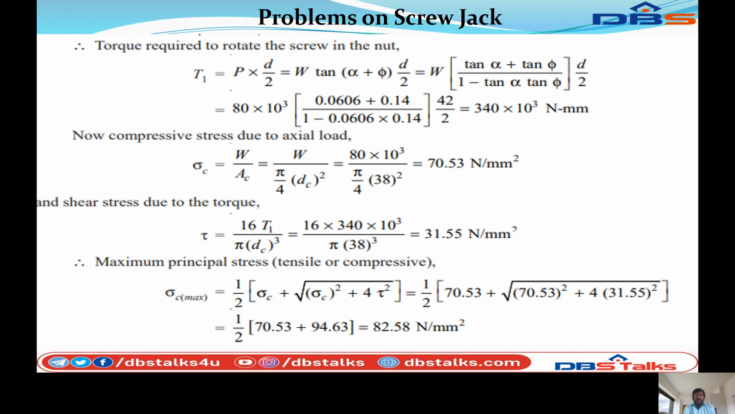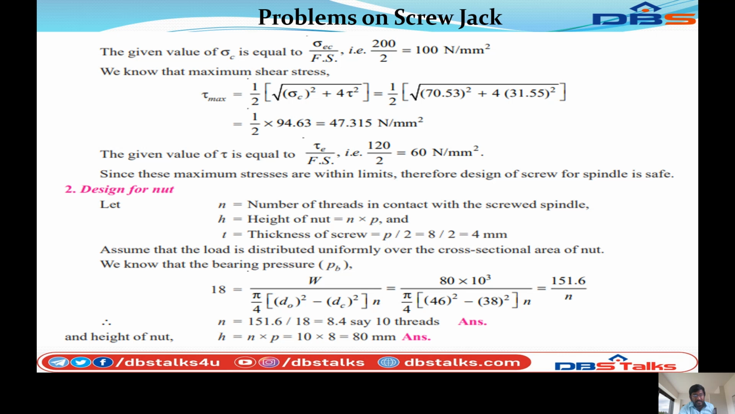So substitute in the values, half into sigma C 70.53 plus square root of 70.53 whole square plus 4 into tau 31.55 whole square. So next calculating, sigma C max is equal to 1 by 2 into 70.53 plus 94.63. Finally, sigma C max is equal to 82.58 Newton per mm square. So this is the maximum principal stress in tensile or compressive. So the given value sigma C is equal to sigma C by Fs, that is 200 divided by 2, that equal to 100 Newton per mm square.